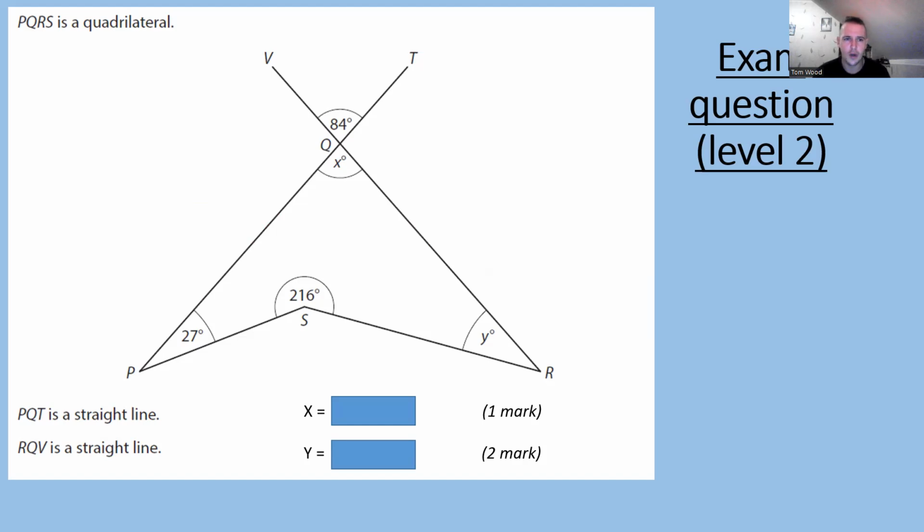So it says PQRS is a quadrilateral. So it is a four-sided shape. It just looks a bit strange. But given that, we know what all three-sided shapes, all four-sided shapes total up to. So we should be able to work this one out. So have a go then. If you work out what x is, then just pop over the answer, let me know, and we can go through it in just a second.